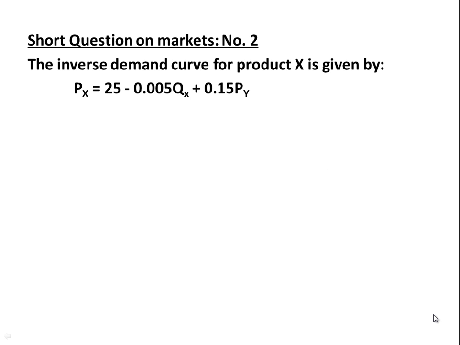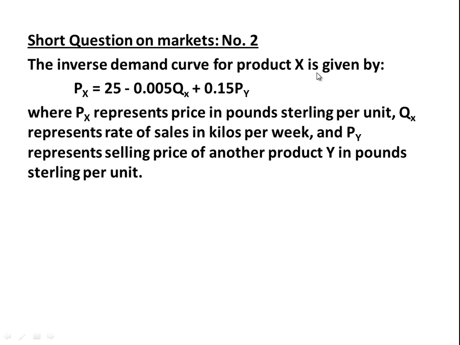We've got what's called an inverse demand curve for product X, and it's given by the price of X. That's why it's called inverse demand. Normally you see Q as a function of Px, but here we've got Px as a function of Qx, so it's called an inverse demand curve. So Px is equal to 25 minus 0.005 Qx, and then we've got another bit here, plus 0.15 Py. Px represents price in pounds sterling per unit, and Qx represents the rate of sales in kilos per week for this particular good, and Py represents the selling price of another good, product Y, in pounds sterling per unit.